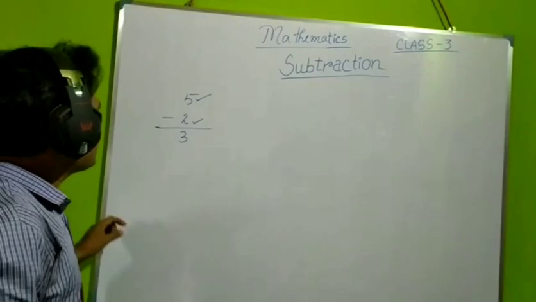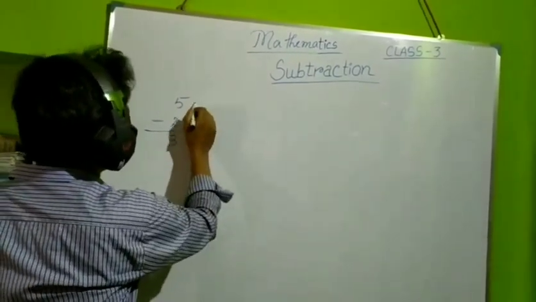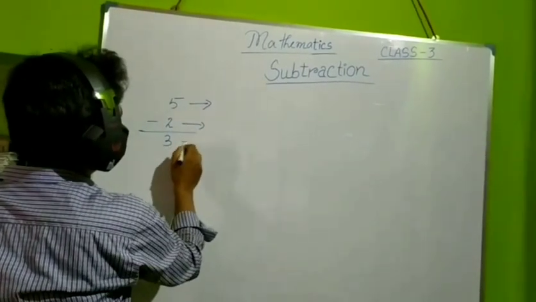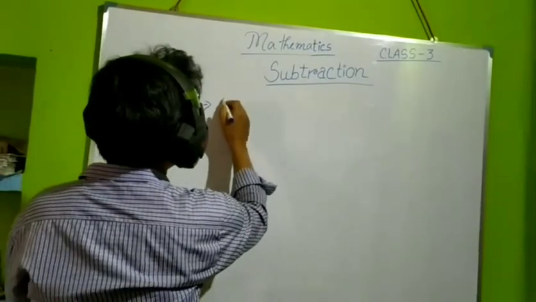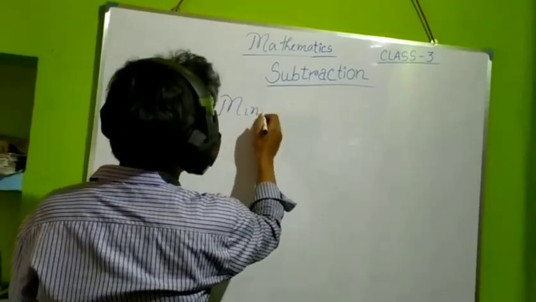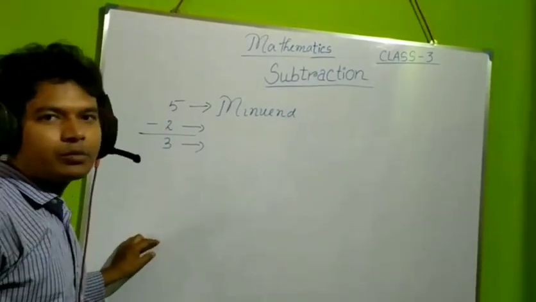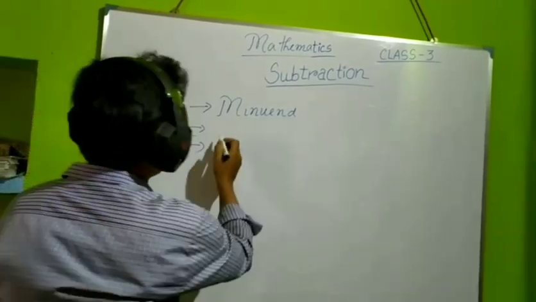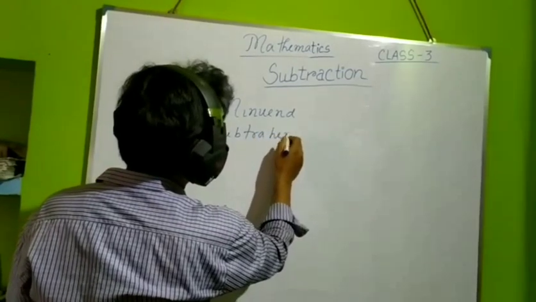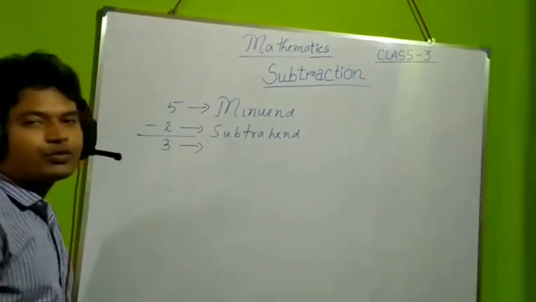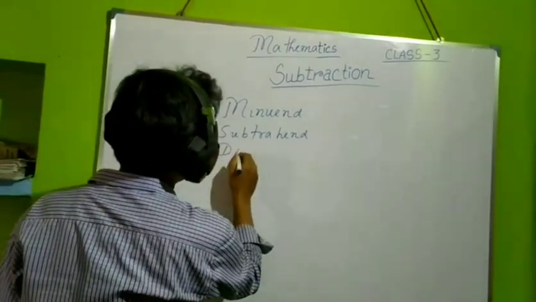Now what are the names of this greater number, this smaller number and this result? 5, which is greater, is called minuend. 2, which is the smaller number, is called subtrahend. And the result which we get when we subtract 2 from 5, that is called difference.